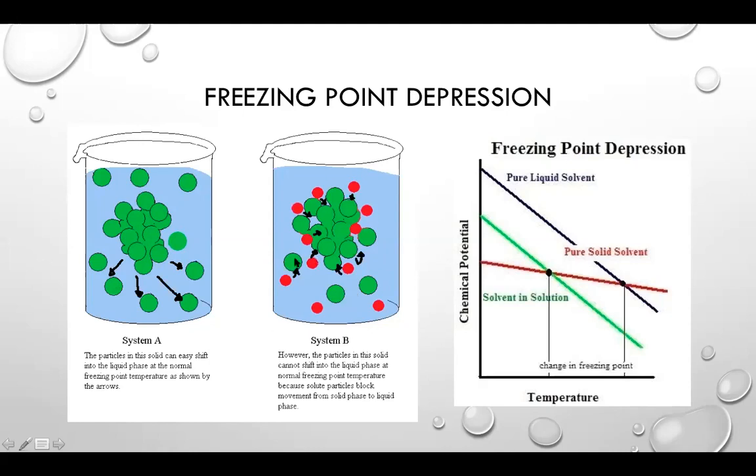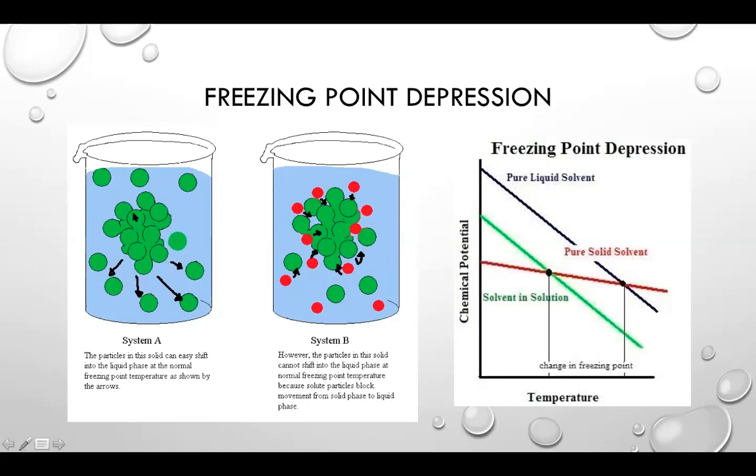However, in system B, which is on our right, the particles in this solid cannot shift into the liquid phase at normal freezing point temperature because solute particles block movement from the solid phase to liquid phase. So this is going from a solid to a liquid. And if you have, let's say, these little molecules, they're preventing the molecular motion that was allowed here. So actually, I'll correct myself. I'm sorry. This is when you're trying to go from a solid to a liquid.